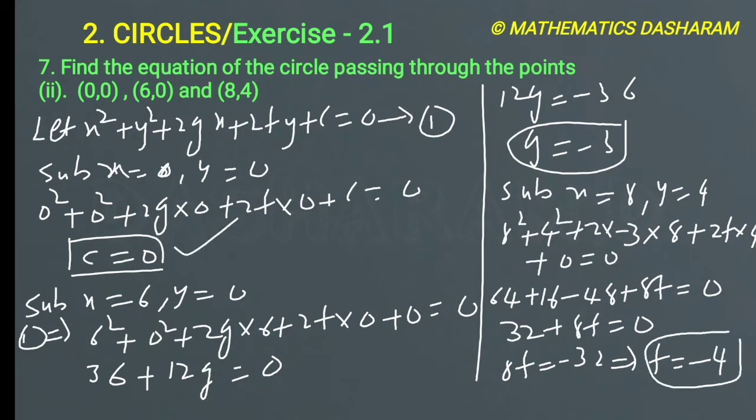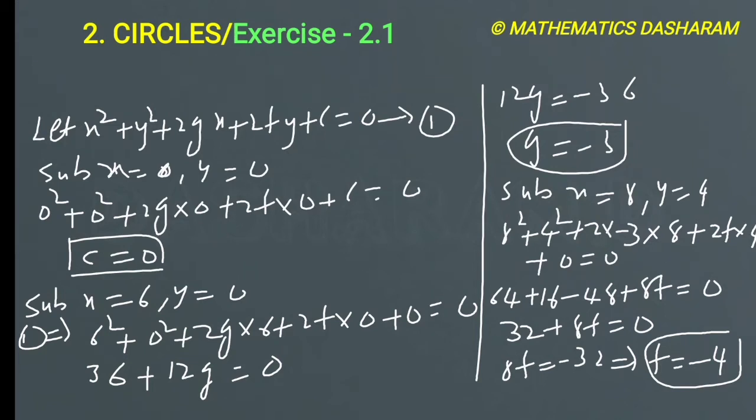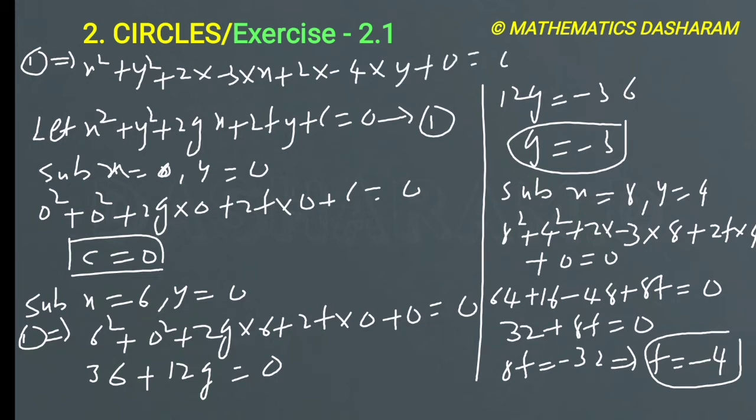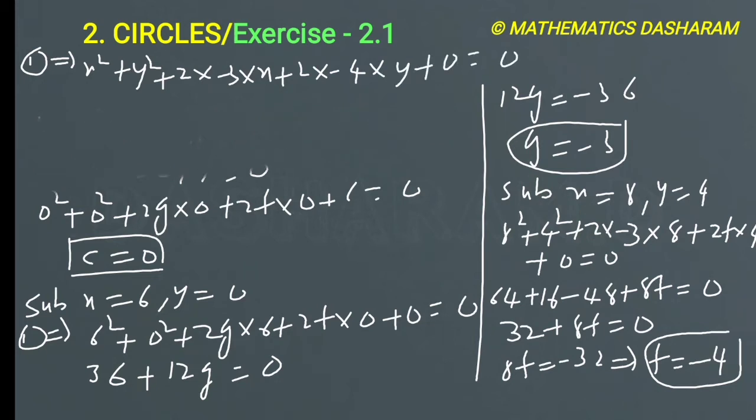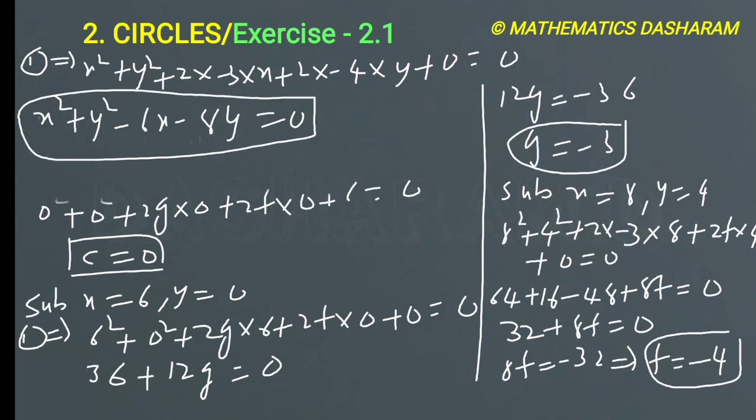Now substitute c, g and f in equation 1. Then the equation 1 will become x square plus y square plus 2 into g value minus 3 into x plus 2 into f value minus 4 into y, and c value is 0, equals to 0. So let's simplify this. x square plus y square, 2 into minus 3 is minus 6x, 2 into minus 4 is minus 8y equals to 0. So this is our required equation.